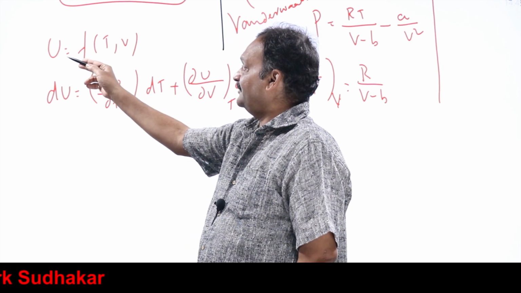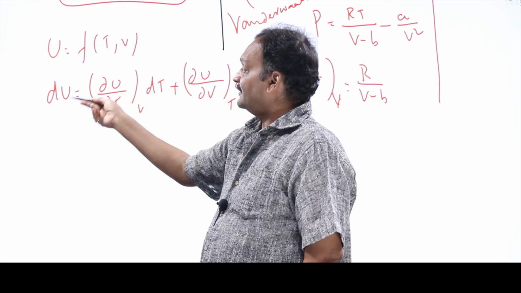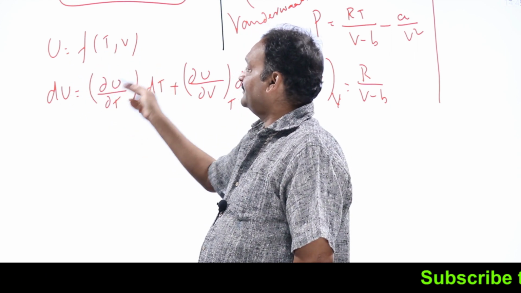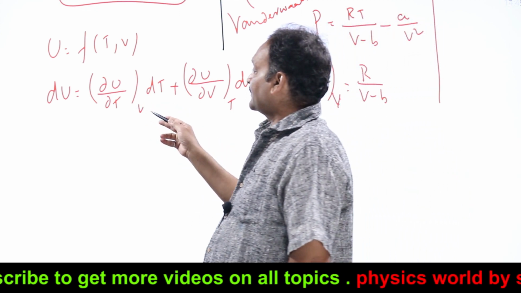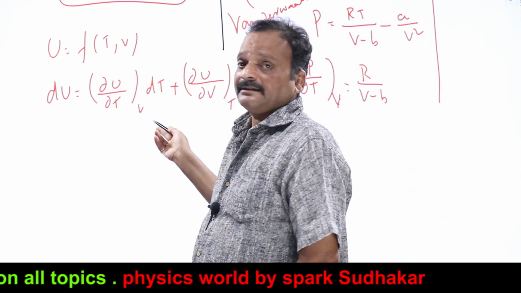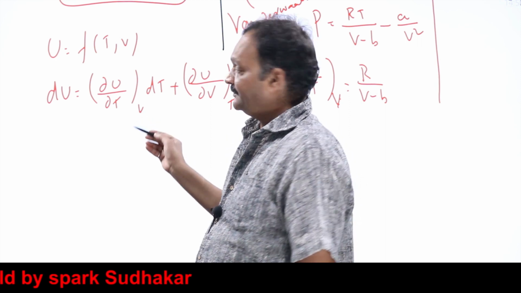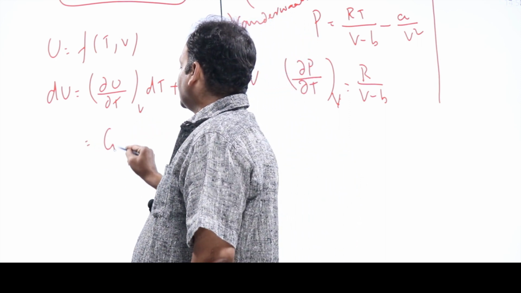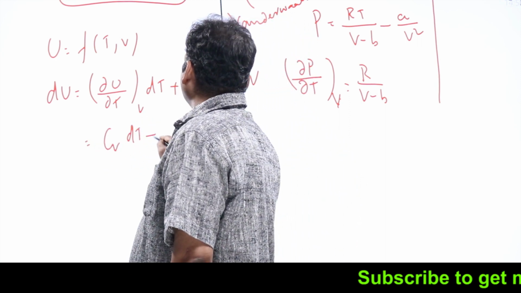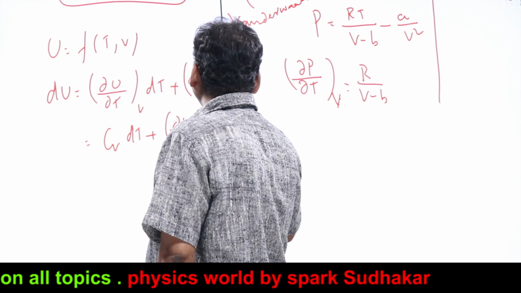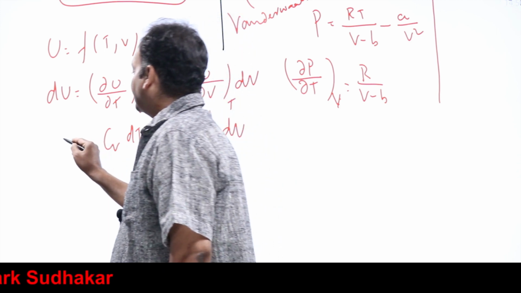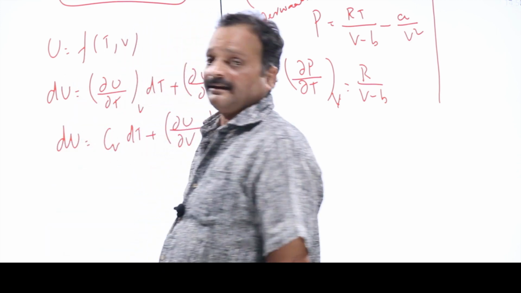Okay, dU, when U is a function of two variables, the change in U is written like this. Now what is ∂U/∂T at constant V? ∂U/∂T at constant V is nothing but the molar specific heat at constant volume. So this is nothing but Cv dT plus ∂U/∂V at constant T into dV. This is our change in internal energy.